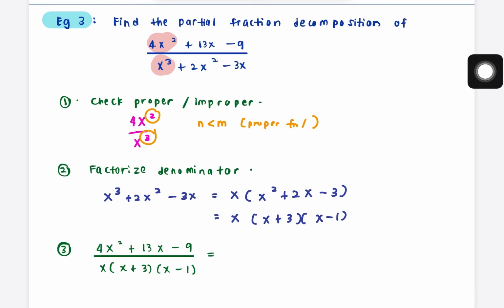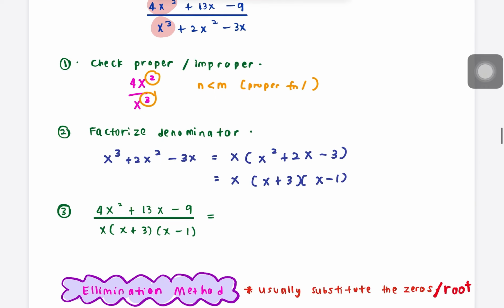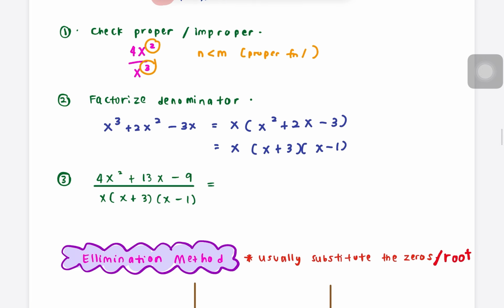The third step is applying the rule. So which rule to use? This is the complete factored form for your denominator just now. x plus 3 and x minus 1 are all linear factors. And then you have to decompose into how many fractions? According to the factored form, you will have 3 factors, so in this case you will have 3 small fractions. The first one is over x, the second one is over x plus 3, and the third one is over x minus 1.